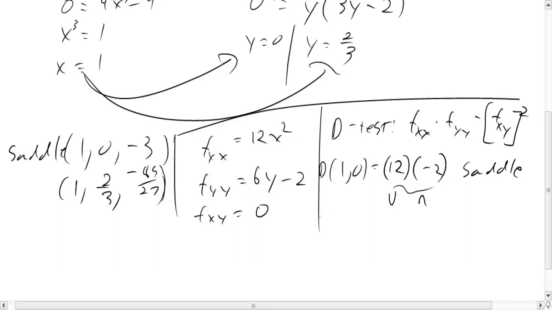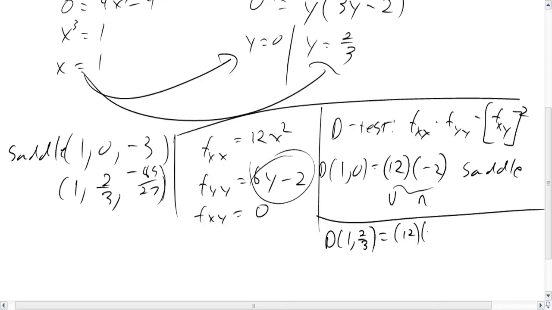Then for the d-test for the other point, it would be d of 1, 2/3. Again, it's still the same 12 there, but when I substitute 2/3 into my second derivative with respect to y, I end up getting +2. Then minus 0 squared, but again, we don't need this because it's just 0. So that's going to end up giving me 24.